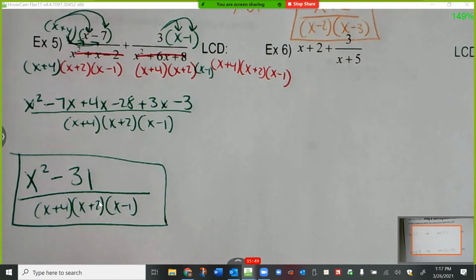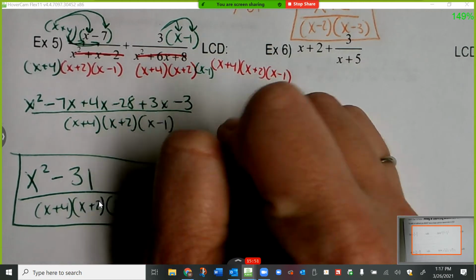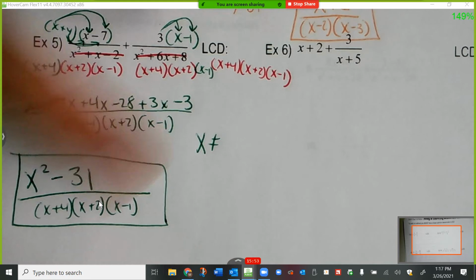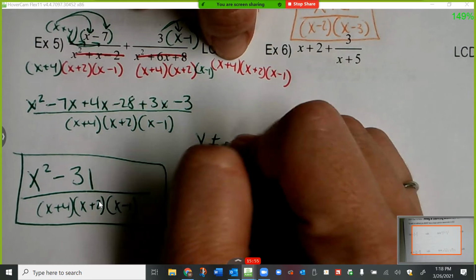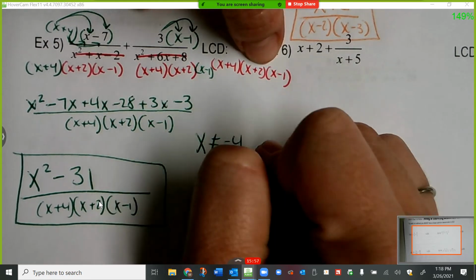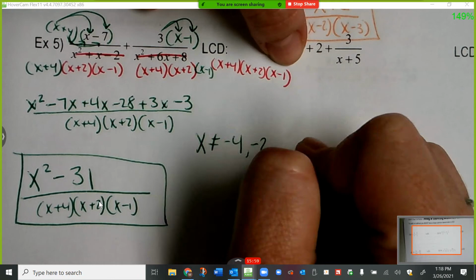But one thing we haven't found yet is what can x not equal? Well, what cancels a positive 4? Positive 2 and negative 1.